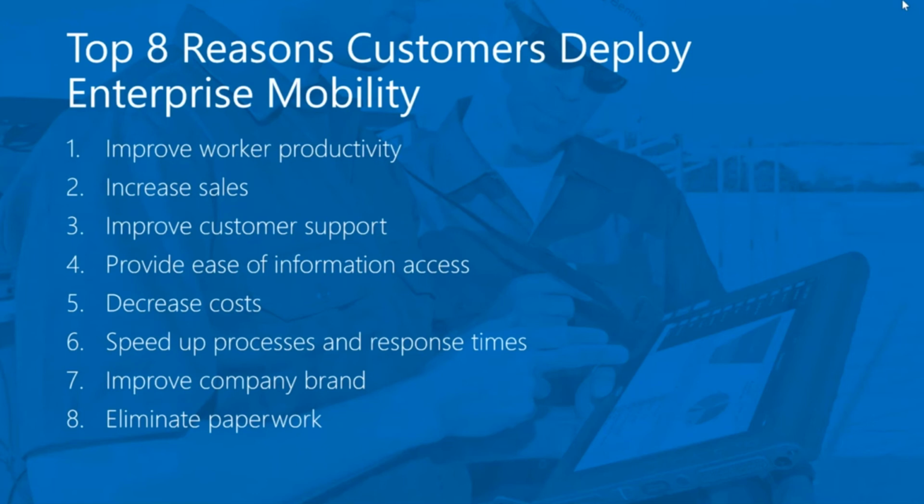Number three, improved customer support, real-time information, access to knowledge bases, access to chat, a lot of things that they can do in the field real time to find that answer or to answer their customers. Ease of information. Number five, decreased cost. Number six, speed up processes and response times.